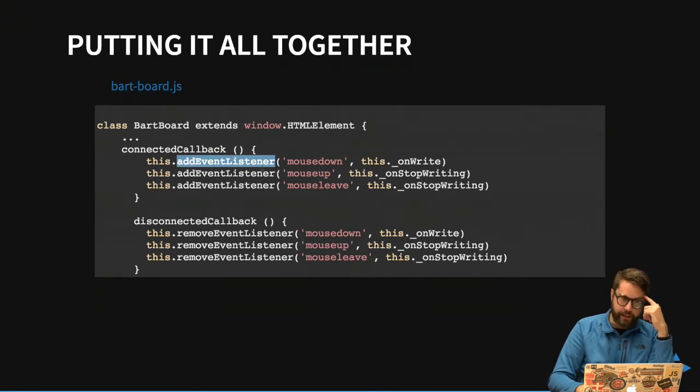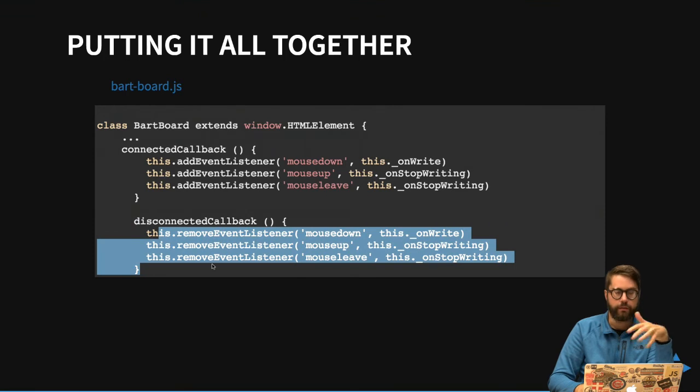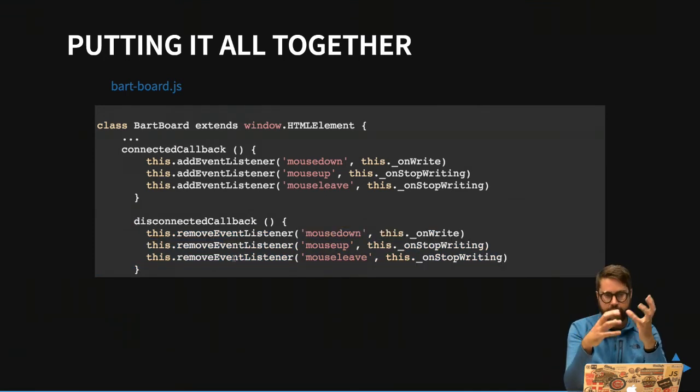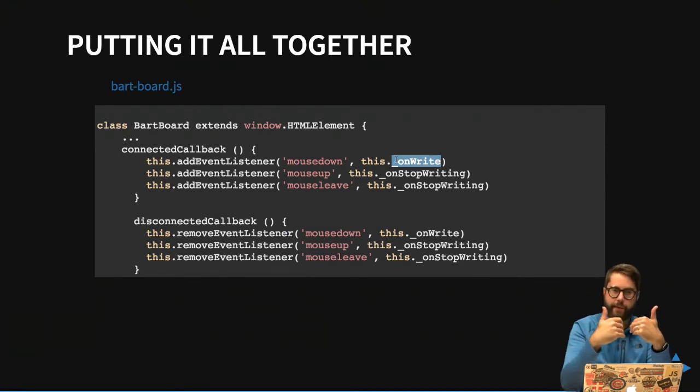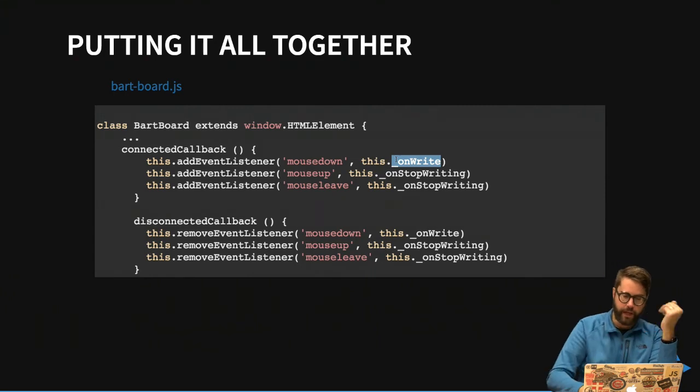So I'm connecting my event listeners here, and I'm removing them down in disconnectedCallback. If this custom element is removed from the DOM, we're also removing all the event listeners. That's just good practice. In this case, on mousedown, we're calling a method on our custom element called _onWrite. The underscore indicates that this is a semi-private method, not supposed to be called directly. It's not private, but it's semi-private. The same goes for _onStopWriting in this case.